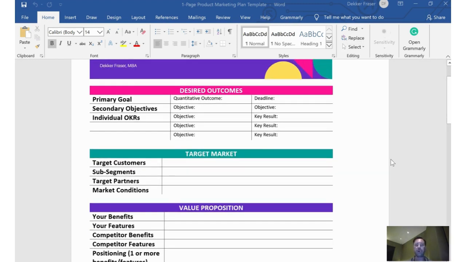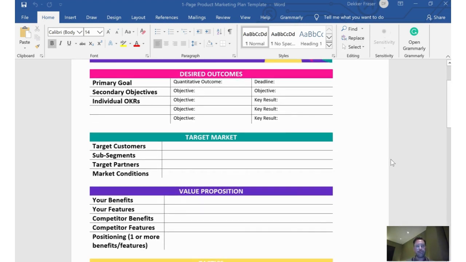Next, you have individual OKRs. So the different people in your marketing department, including yourself, should have objectives and key results. And they may have a number that are assigned to each person that's working with you.